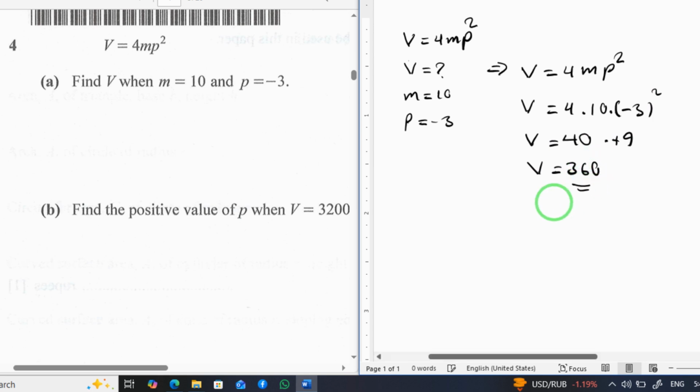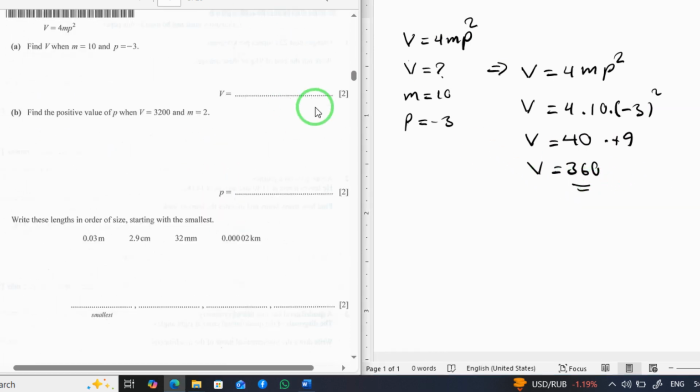This is the answer of question number 4 part A. We should write this answer here. It has 2 marks. And we start part B.